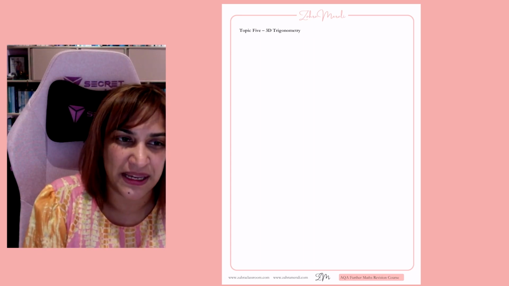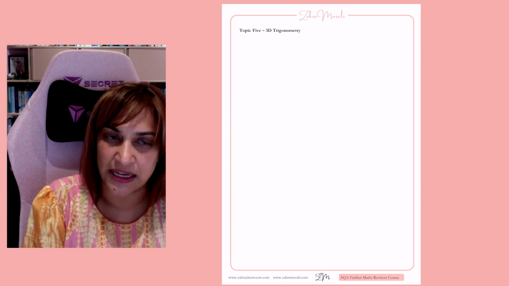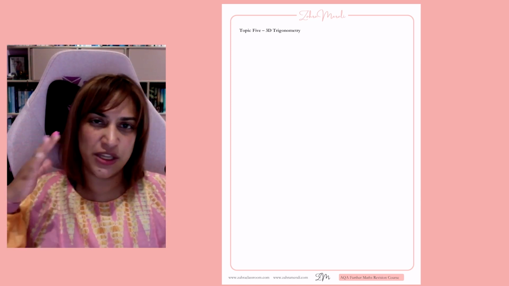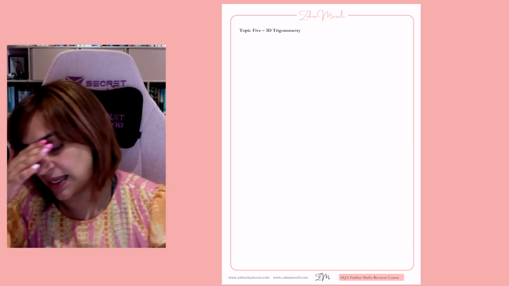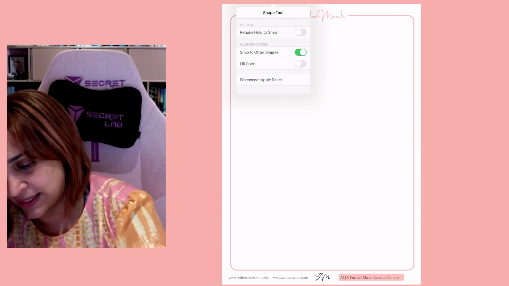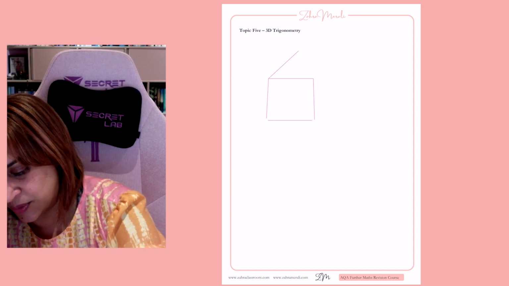The next topic is 3D trig. When we've got 3D trig, what we're looking for a lot of the time is a triangle floating in 3D. I'm incredibly bad at drawing this, so let's see if we can draw something, otherwise I'm going to have to show you with an example probably.